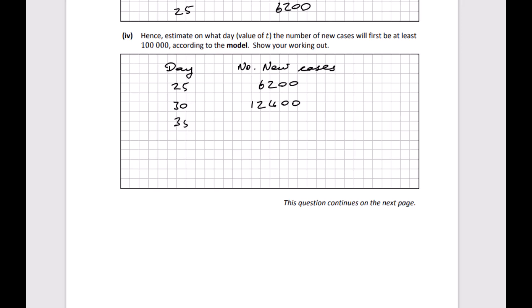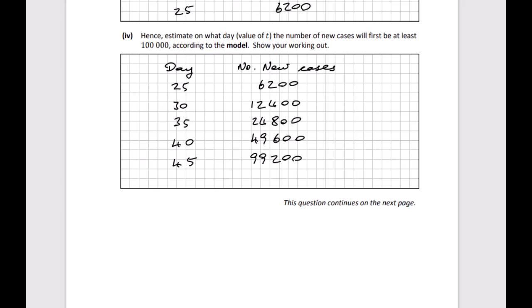On day 35, you need to double that. So that's going to be 24,800. On day 40, and we need to double that. That's going to be 49,600. So on day 45, it's going to be 99,200. Now we're just underneath the 100,000 here. So another 5 days is going to bring that up to 198,000. So we're way above what we need to be at that stage.